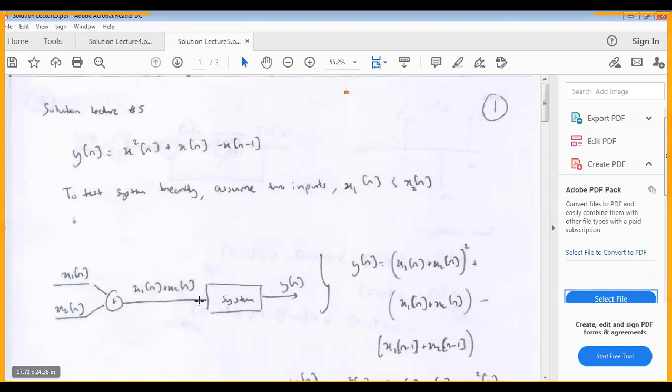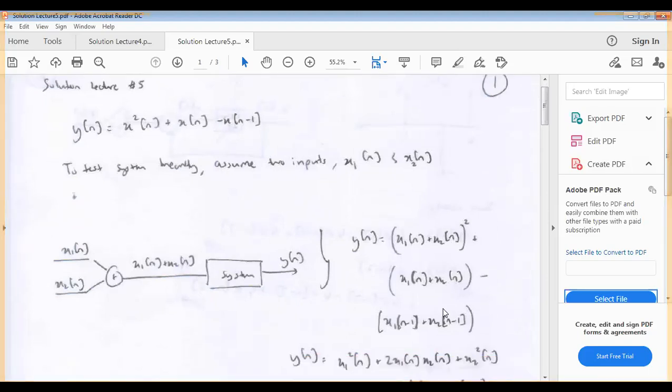The inputs are added together, so the input to the system is x1n plus x2n. The system equation is this, so we need to substitute x1n plus x2n into these equations. We are supposed to get yn is x1n plus x2n squared, which is a substitution of the first term, plus the substitution of the second term, which is x1n plus x2n, minus the third term, which is x1n minus 1 plus x2n minus 1.